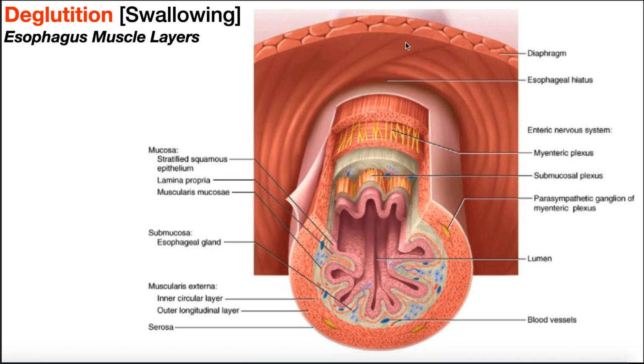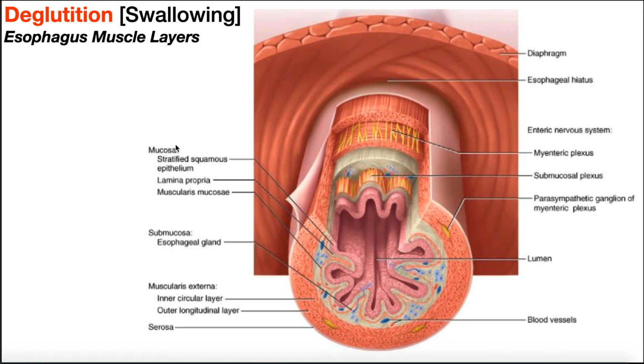esophagus. Right here you see the diaphragm, and this is the esophageal hiatus, where the esophagus is actually moving inferiorly through the diaphragm, where it will very quickly blend with the stomach. Now what do you see here? Inside here is the lumen. This is the hole in the center of the tube where the bolus of food moves through.